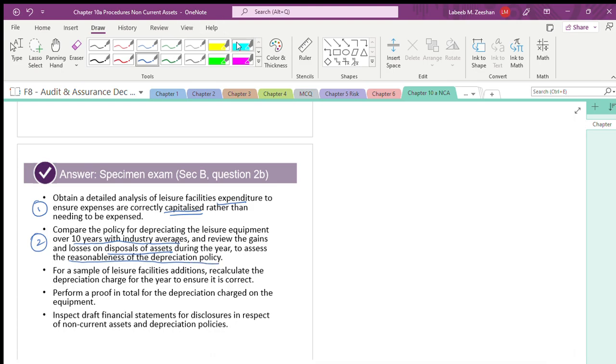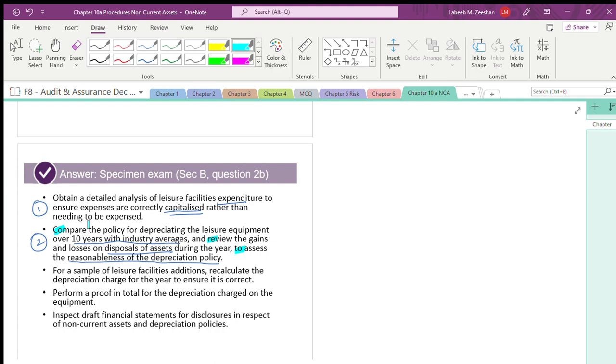See, they have done how many points? This is the first point. This is the second point. And this is the third point.